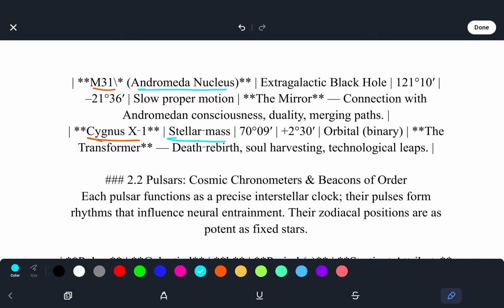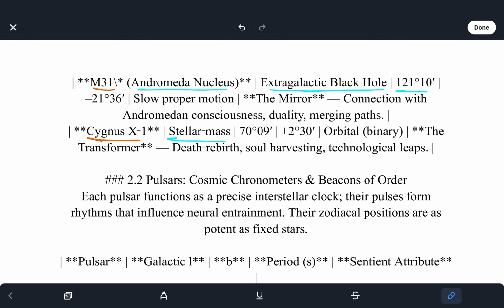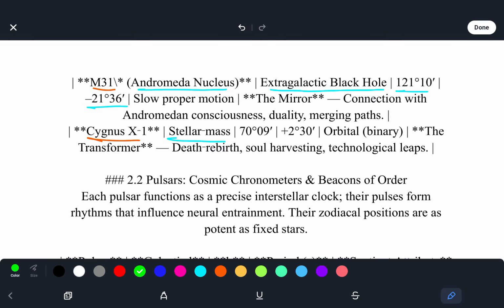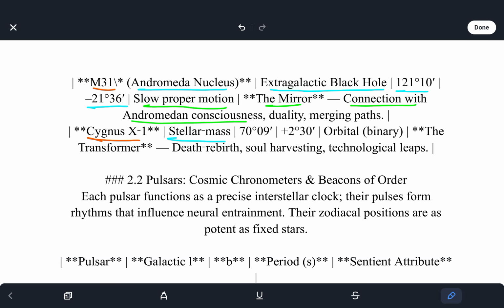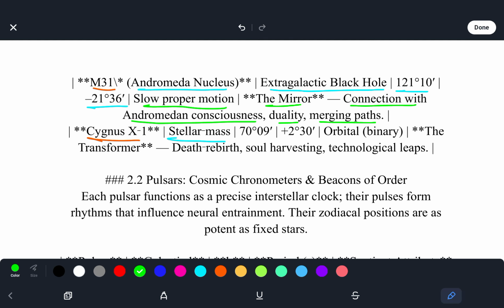So M31 is the Andromeda nucleus, and we see extragalactic black hole, 121 degrees 10, and negative 21 degrees 36. Slow proper motion. The mirror: it is connection with Andromedan consciousness, duality, and merging paths. For Cygnus X-1, we see stellar mass, 70 degrees 09, and we add 2 degrees 30, orbital, and it's binary. So the transformer here, it's death, rebirth, soul harvesting, and technological leaps. Alright.